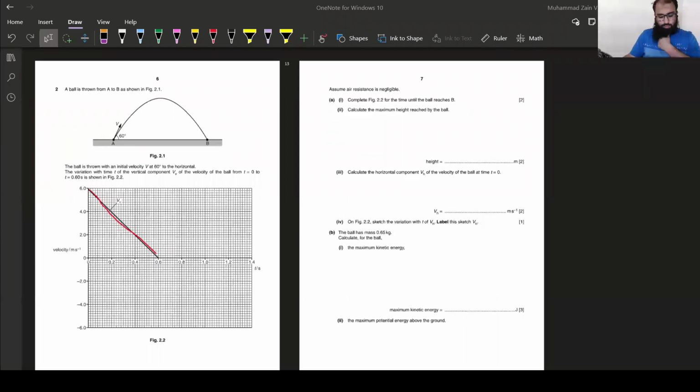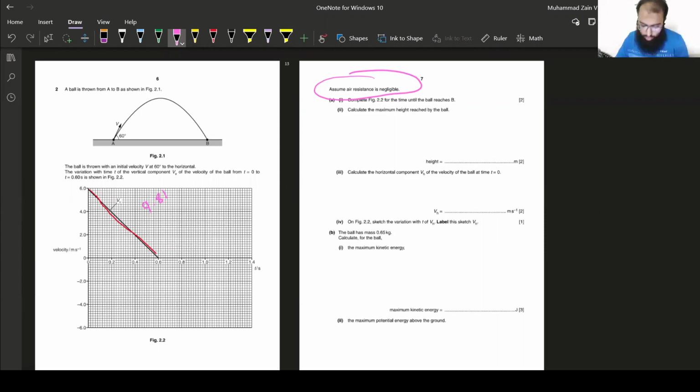If you could find out the value, they've told me in the next part that air resistance is negligible, meaning that it's falling freely. That's free fall, acceleration of free fall. So just by looking at this, if you find the gradient, it will probably be equal to 9.81 meters per second squared.